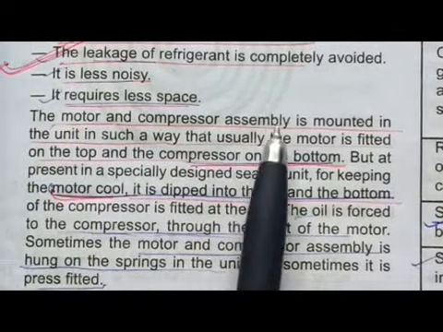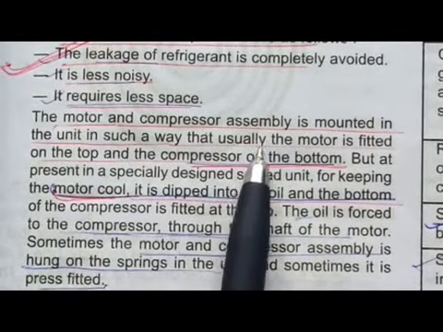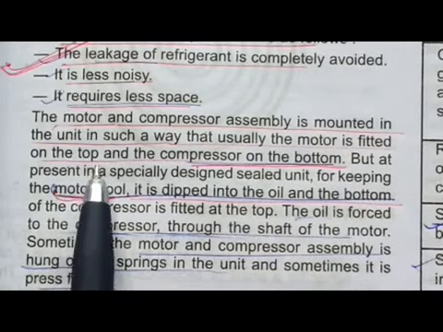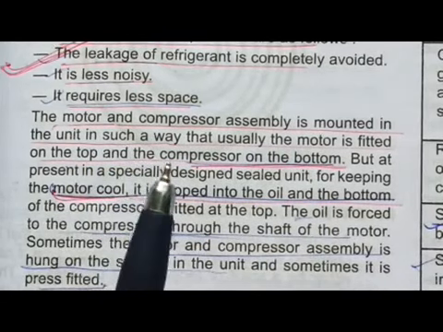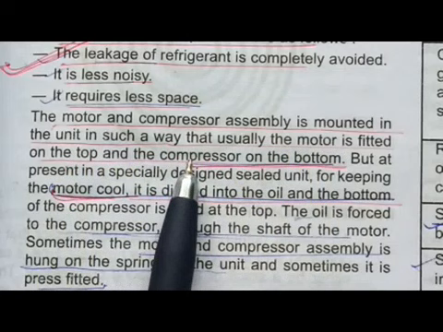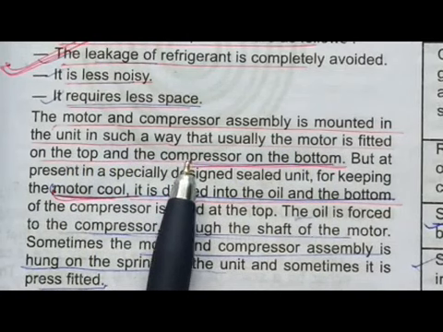The motor and compressor assembly is mounted in the unit in such a way that usually the motor is fitted on the top and the compressor on the bottom.